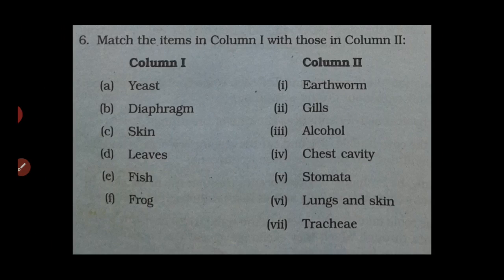So where the gills will be present, you can find out that alcohol, from which we can prepare this alcohol. Chest cavity, what are the parts in the chest cavity? So think over it. Stomata, where the stomata will be present.